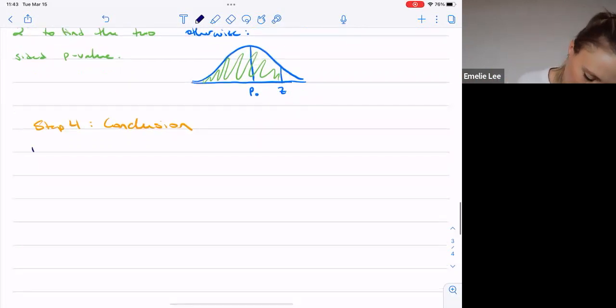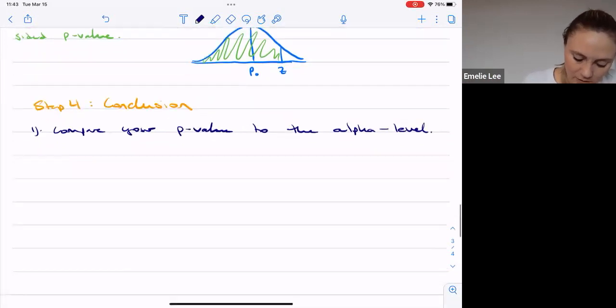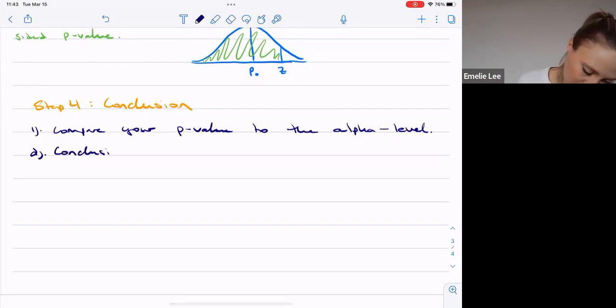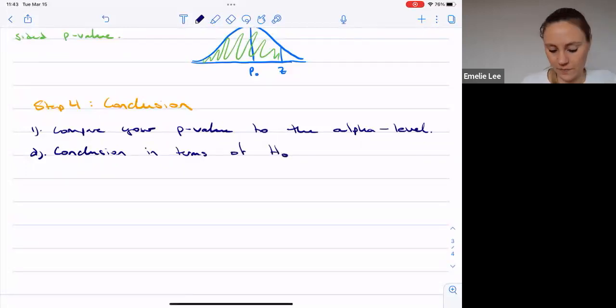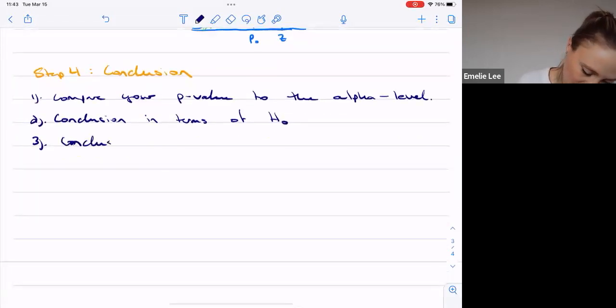Okay, so step 1 is to compare your p-value to the alpha level. Then you're going to state your conclusion in terms of H0. Then you're going to state your conclusion in terms of the question.